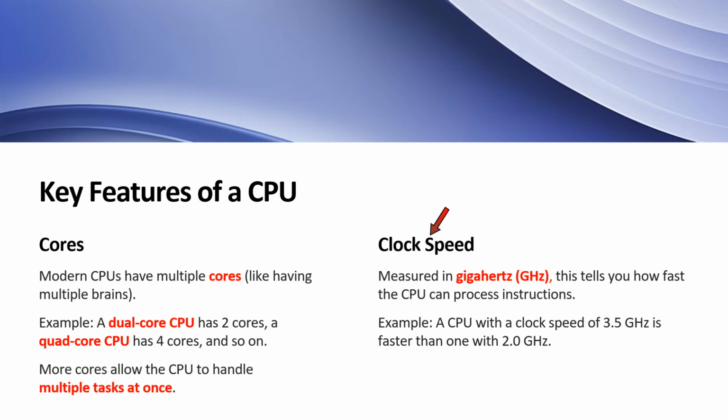Next point is clock speed. Clock speed is measured in gigahertz. This tells you how fast the CPU can process the instructions. For example, a CPU with a clock speed of 3.5 GHz is faster than one with 2.0 GHz.